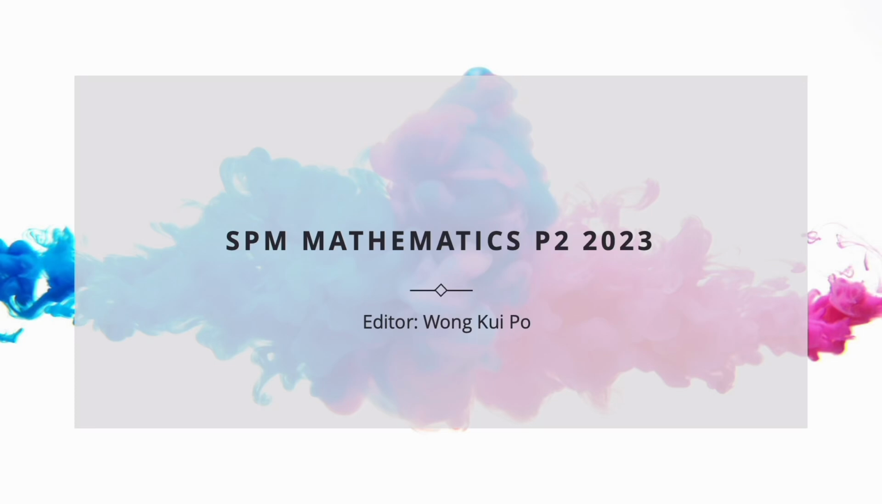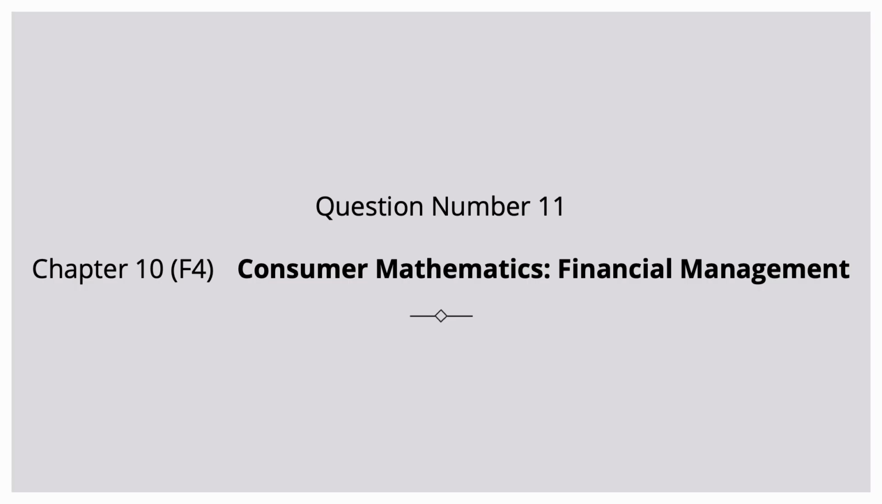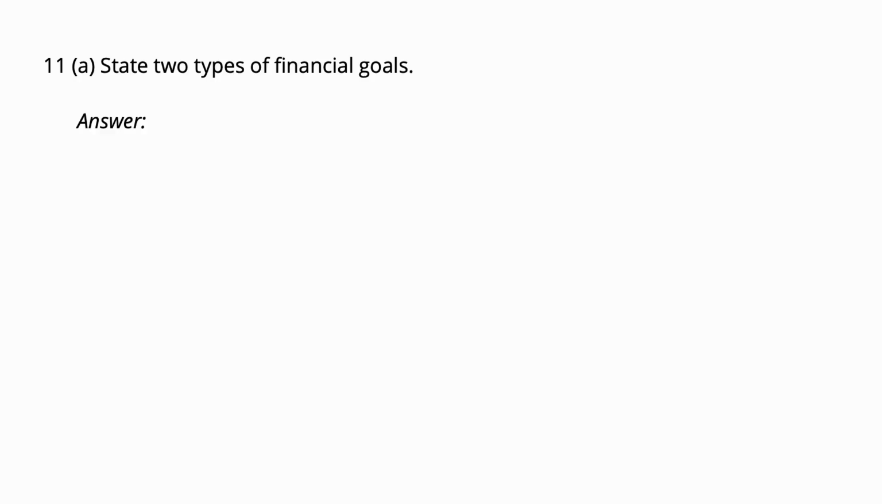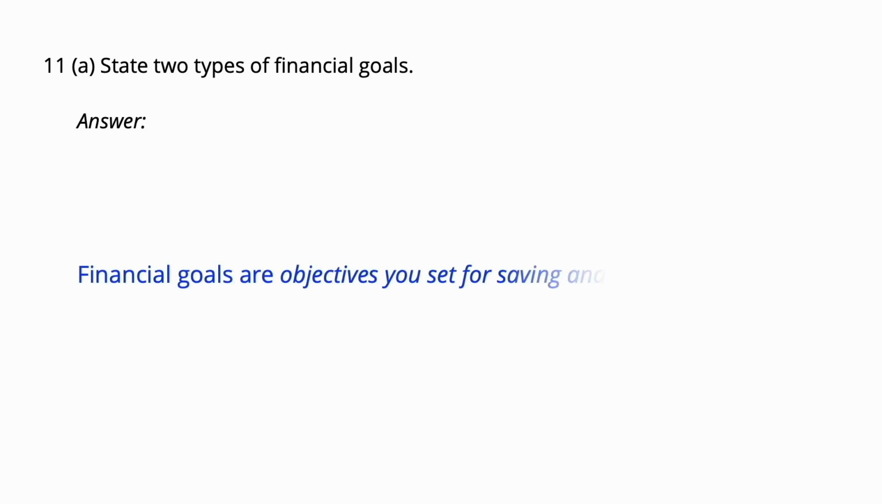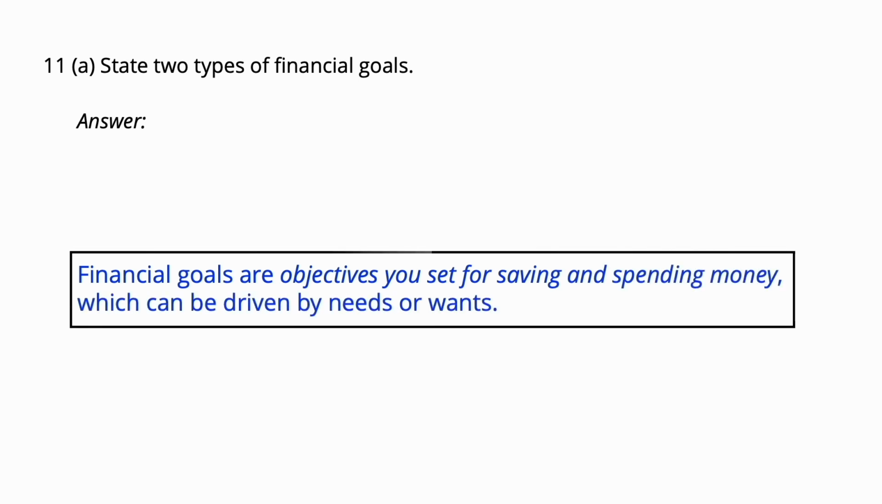This video talks about SPM Mathematics Paper 2 for 2023. Question number 11, 12 and 13. Question number 11. A. Financial goals. Financial goals are objectives you set for saving and spending money, which can be driven by needs or wants.